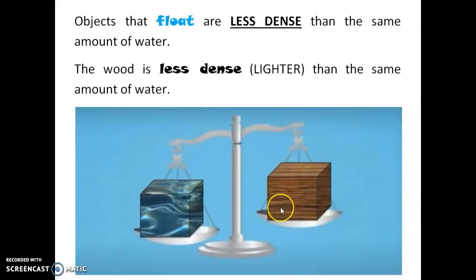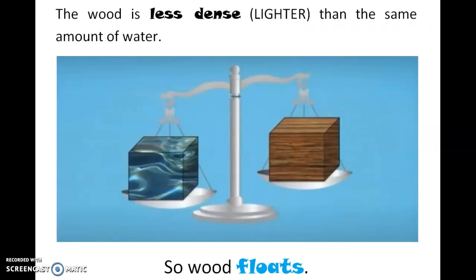The wood is lighter than the same amount of water. It is less dense. Less dense is lighter. Il legno è più leggero o meno denso della stessa quantità d'acqua. So wood floats. Il legno galleggia.